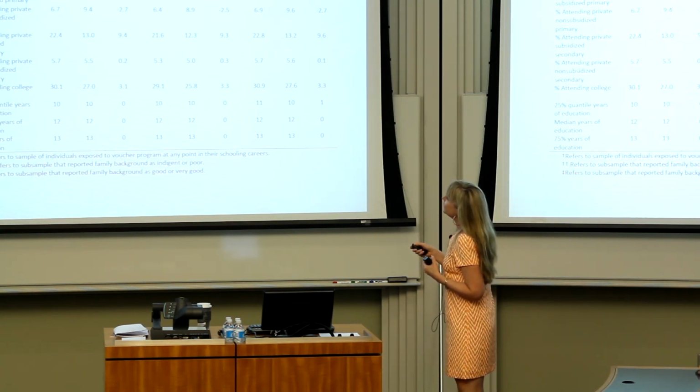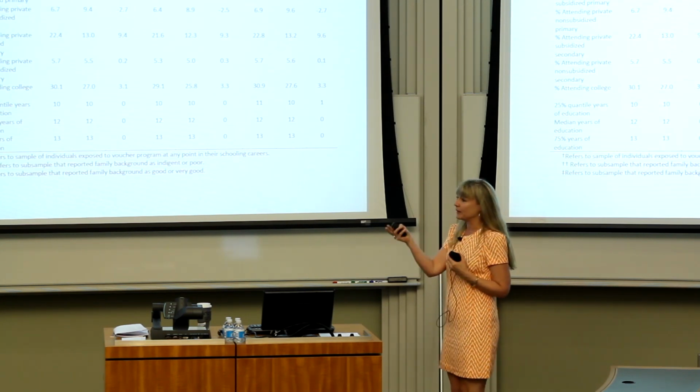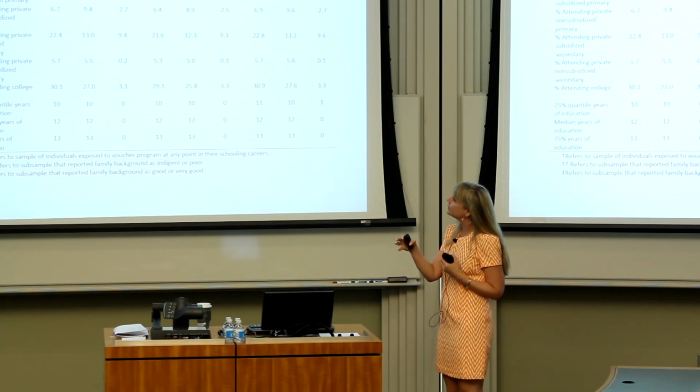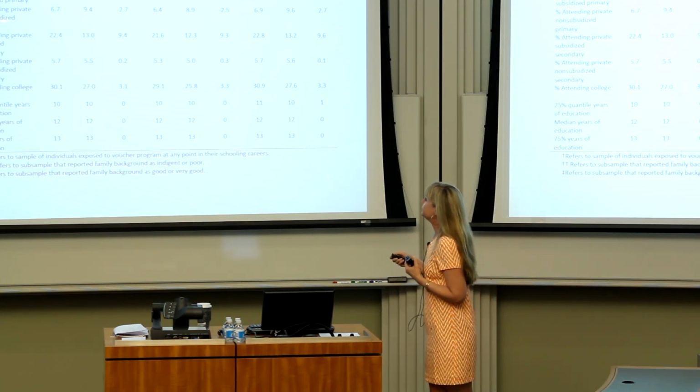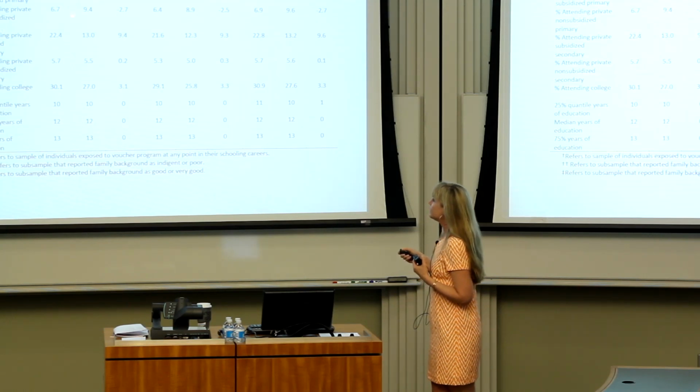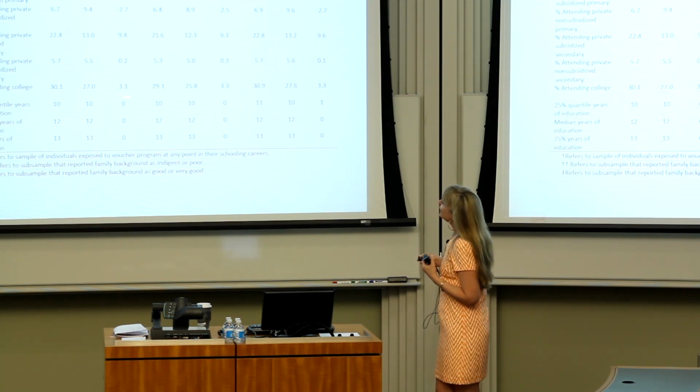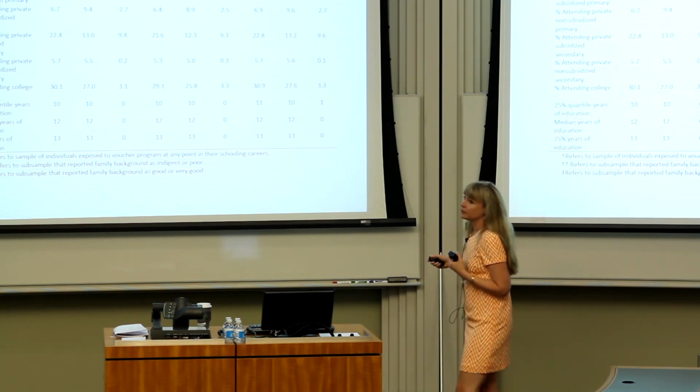So this is the percent attending private school, which went up a lot. That's what we're saying happened. This is percent attending non-subsidized, but actually some of the people that would have attended the more elite schools switched to attending the voucher schools. And this is both true for private primary school and secondary school. And then college going went up, we're simulating.